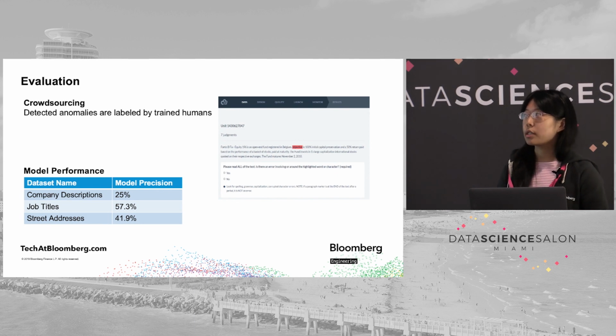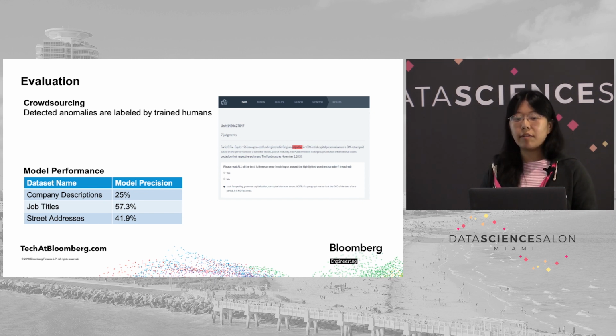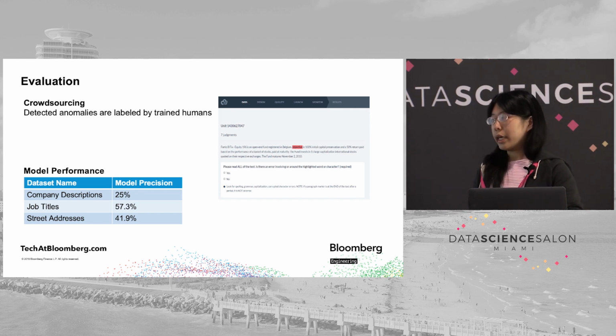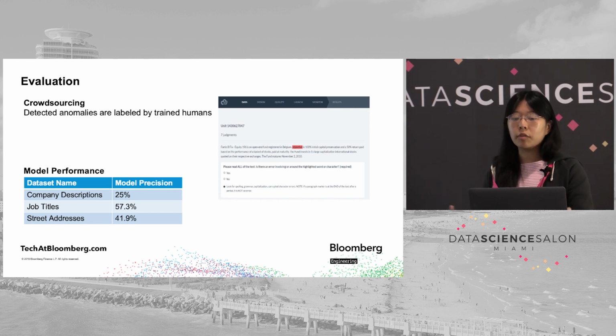So how do we evaluate this kind of approach? One way is to use crowdsourcing, having trained humans look at these detected anomalies and answer yes or no to whether there is an error involving or around the highlighted word. Using this information, we can determine the precision of the model. We ran this on a couple of data sets, and it performs best on job titles with a precision of 57%.